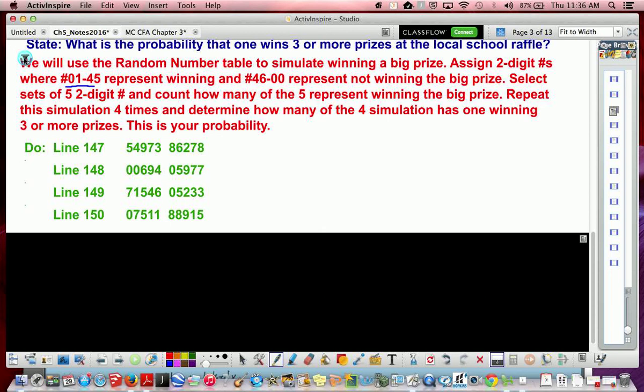So now what I'm going to do here is actually demonstrate and show how many prizes I win. If the number is between 01 and 45, I win. If it's 46 to 00, I don't win the prize. So for the first trial, 54, is that a win or a loss? I didn't win, so I lost. 97, loss. 38, I won. 62, loss. 78, loss. So for this trial, I have 1 win and 4 losses. So I only won 1 out of 5 prizes.